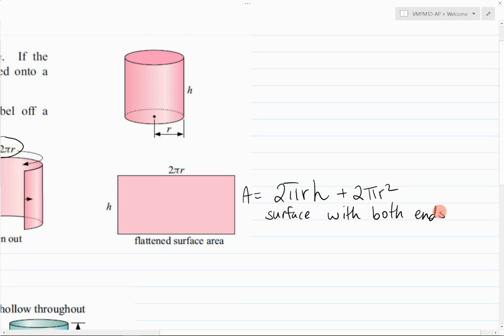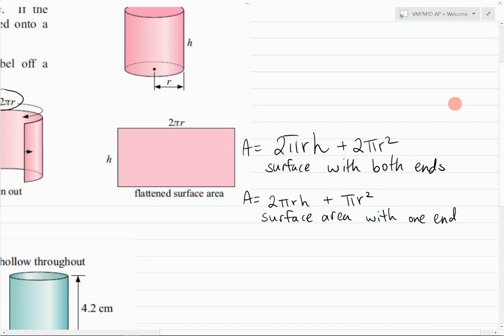Okay. If we wanted the surface area of just one end, so think of an open can on the top, but a closed bottom, you would have the same formula again, 2 pi r h, but instead of 2 pi r squared, it will just be pi r squared. So this is the surface area with one end. And if you have no ends, then your surface area becomes 2 pi r h, and that's it. So this is like the hollow, no ends, like a tube that you can completely see through from one end to the other.